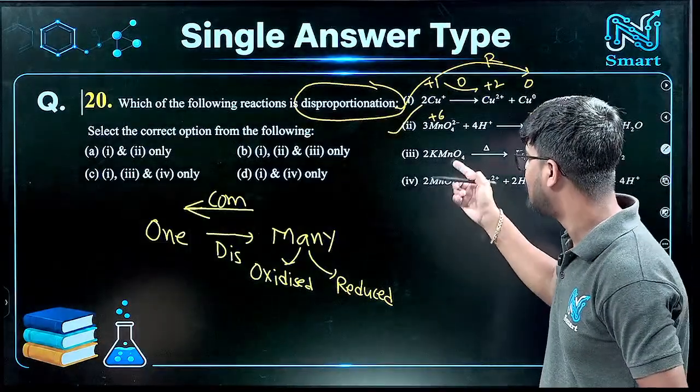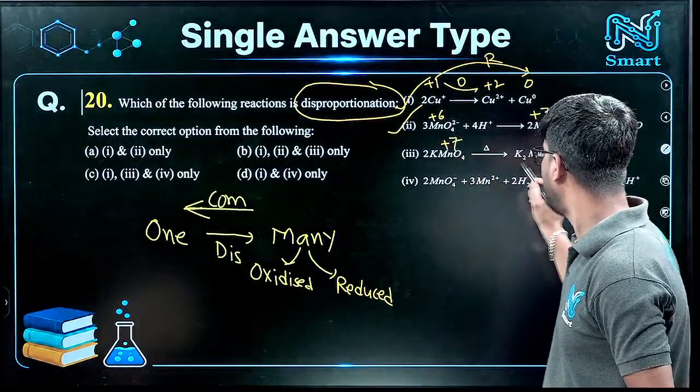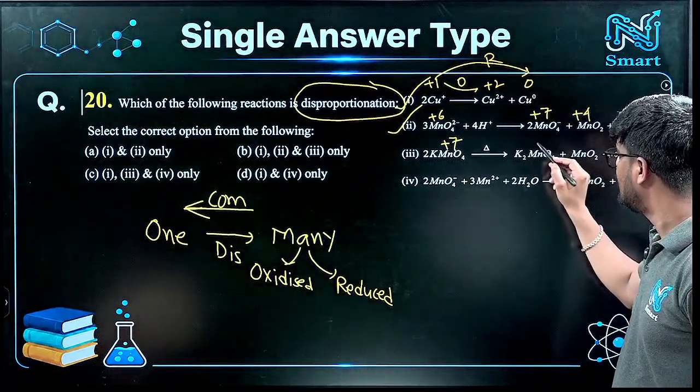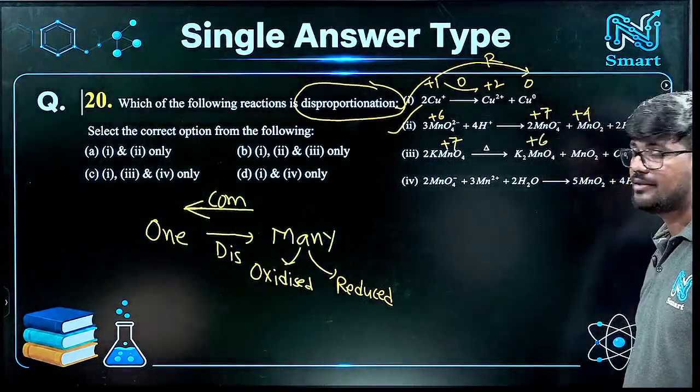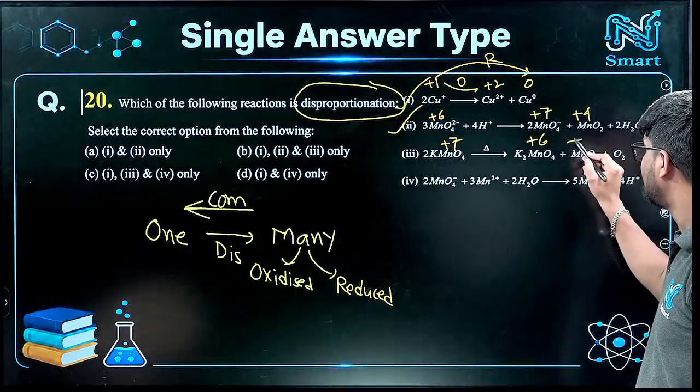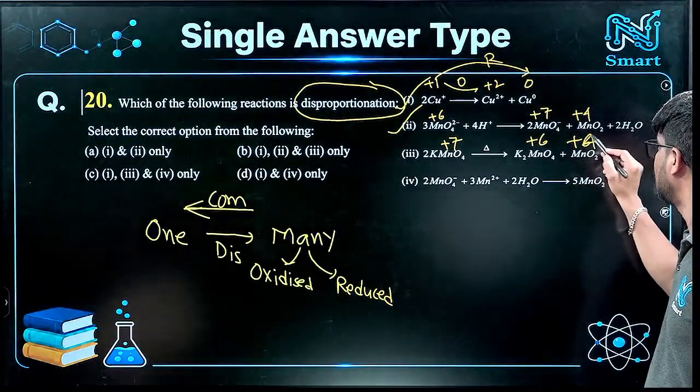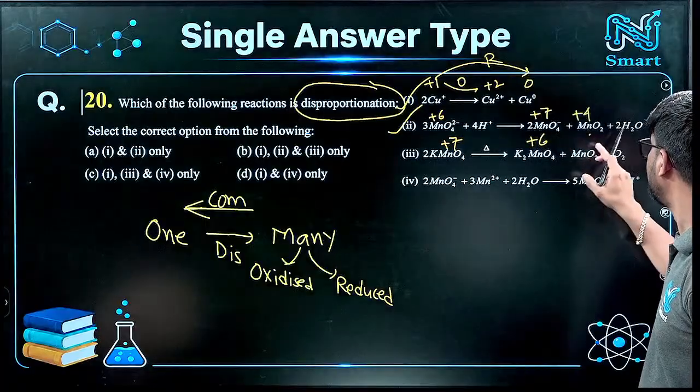Now the last one, the third one, here it is +7. Now just check, here it is +6, correct? And here it is +4, +4. Here it is +4.